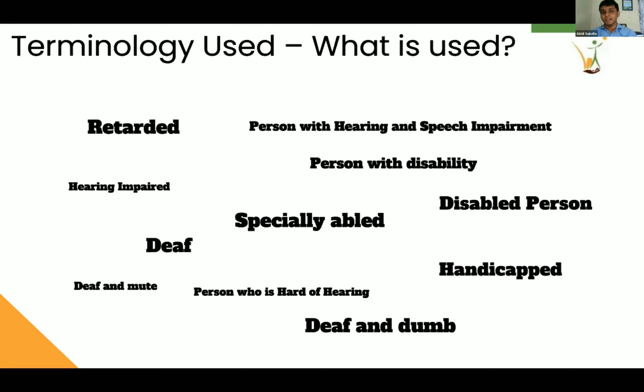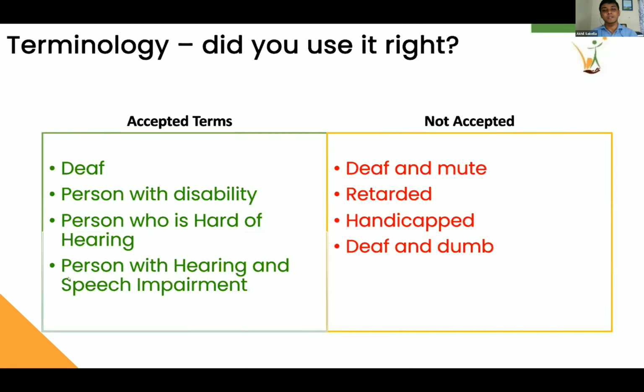So let's see whether you got it right or not, whether we have used the right terminology or not. These are the accepted terms: deaf, person with disability, person who is hard of hearing, person with hearing and speech impairment. These words are accepted by the deaf community. If you use these words, they will not get offended. And it is accepted by the companies as well.